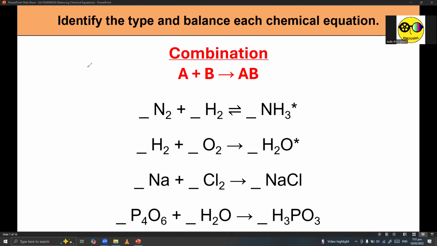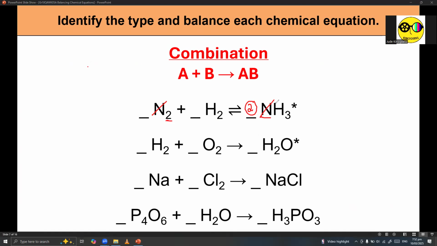So in balancing chemical equations, normally I start from left to right. So let's start with number one. You have two nitrogen atoms at the left side, and you only have one nitrogen atom at the right side. So therefore, to make 1 into 2, you have to multiply NH3 by 2. That means nitrogen is already balanced.